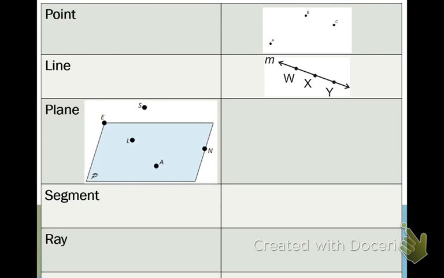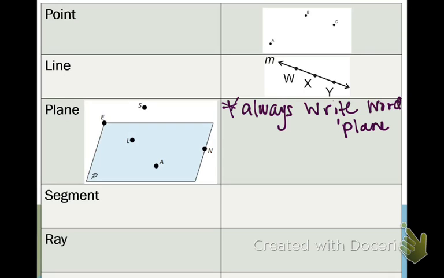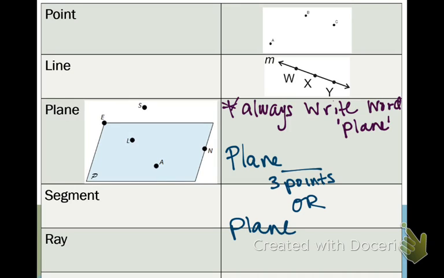To name a plane, there's one thing you absolutely have to do. You always write the word plane. So when we're naming it, we can name it with the word plane and 3 points, or we say plane and then there's going to be an italics capital letter, and I'll show you what I mean by that.